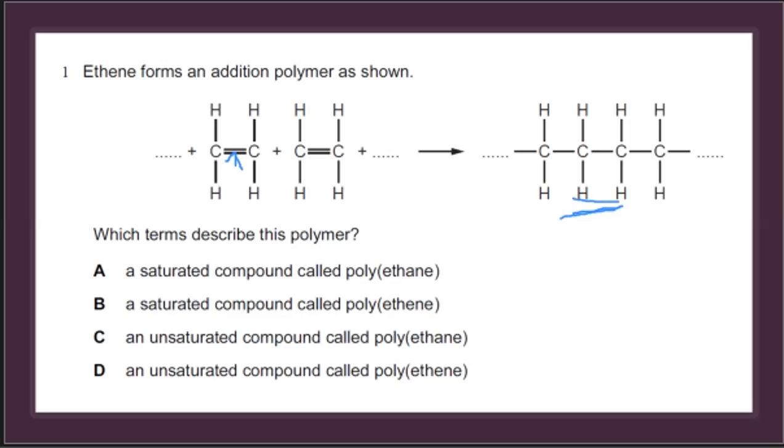Is this polymer a saturated compound called polyethane, a saturated compound called polyethene, an unsaturated compound called polyethene, or an unsaturated compound called polyethane? 30 seconds, guys. Let's see who has an answer for me. The first proposed answer so far is C. Let me see if anybody else supports that. Somebody else says C. Anybody else have any answers to contribute?